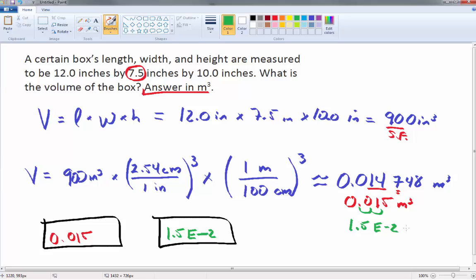So this right here again is the same thing as writing 1.5 times 10 to the minus 2 meters cubed. So that's how you'd put that into Blackboard.